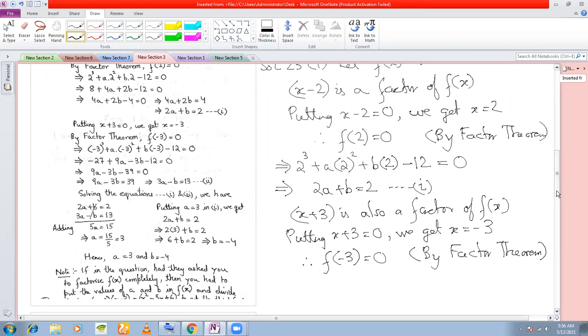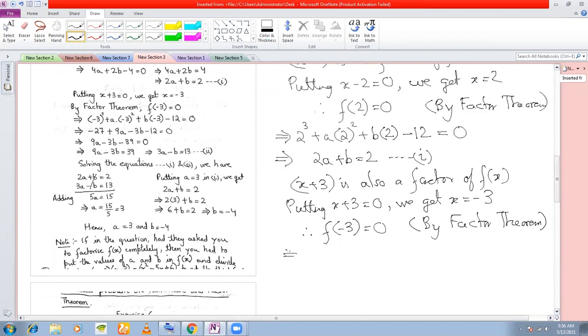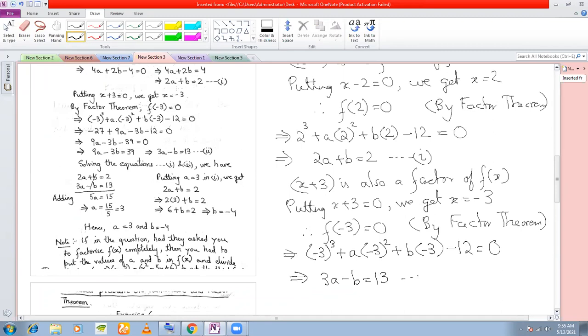So you now put it in this given polynomial. So you had x cubed, so you had minus 3 whole cubed. And then the next term was ax squared, so a into minus 3 squared. Then you had bx, so b into minus 3, and then minus 12 is equal to 0. You simplify this, you will get 3a minus b is equal to 13. We call this equation number 2.